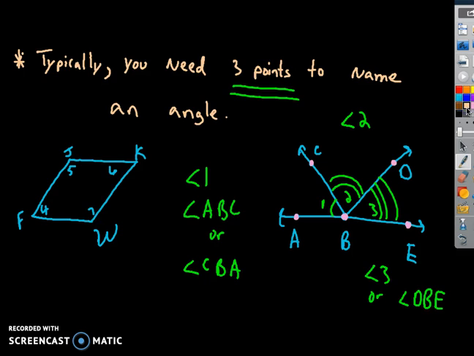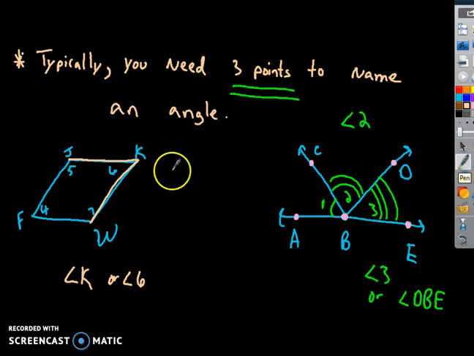All right, so if I said angle K, well, everybody in the world knows what I'm talking about. It's clearly angle K, this angle right here. Or you could call it angle 6. You could have also called it angle JKW, or WKJ. All those name the exact same angle, which is angle K.